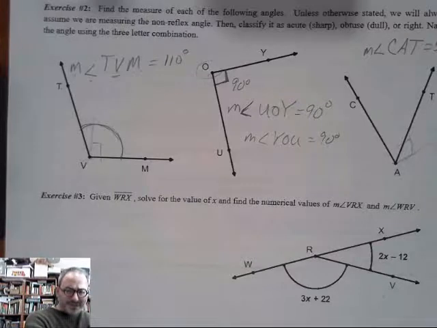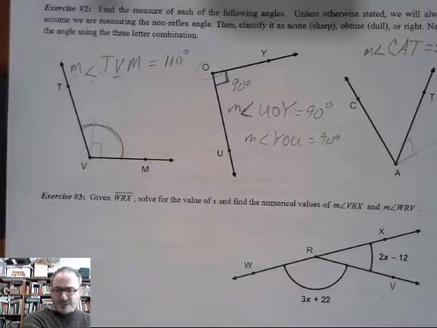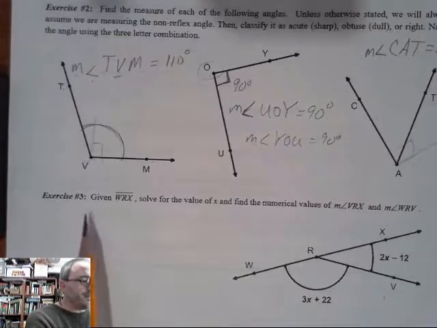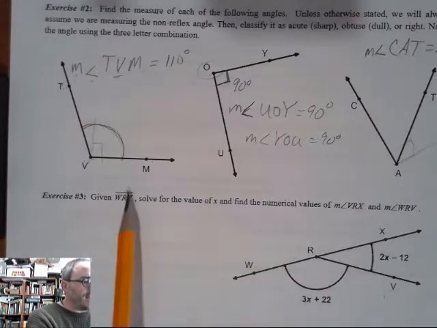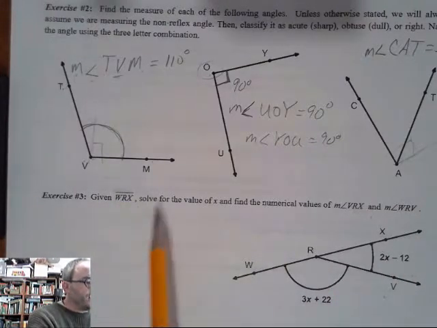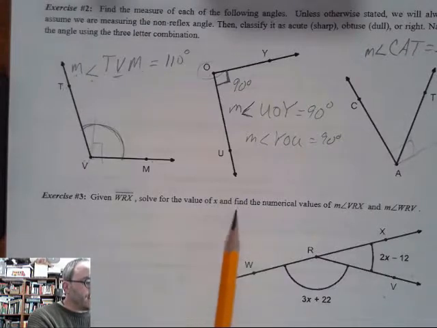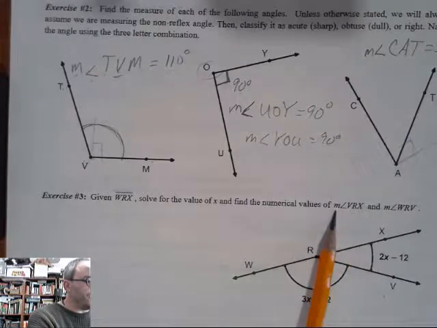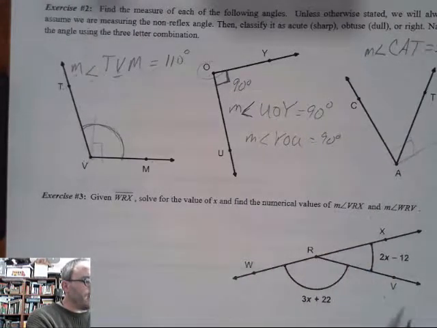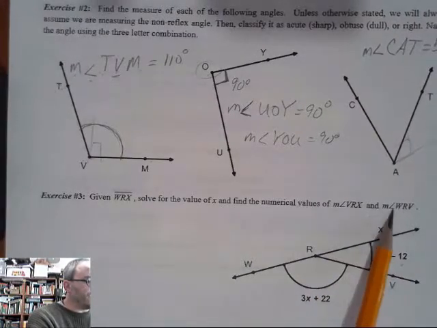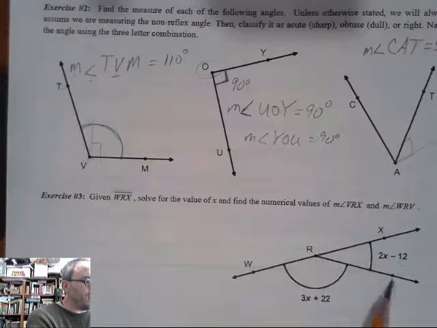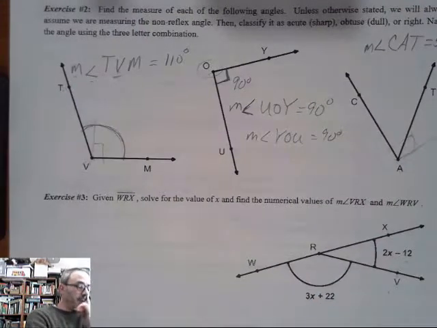We're trying to find those missing angles using our algebra problem-solving skills and our geometry, reasoning, and logic. All right. So given WRX, given that this is a straight line, that's what it says. Solve for the value of x and find the numerical values of the measure of angle VRX, find the measure of that, and find the measure of WRV, find the measure of that.